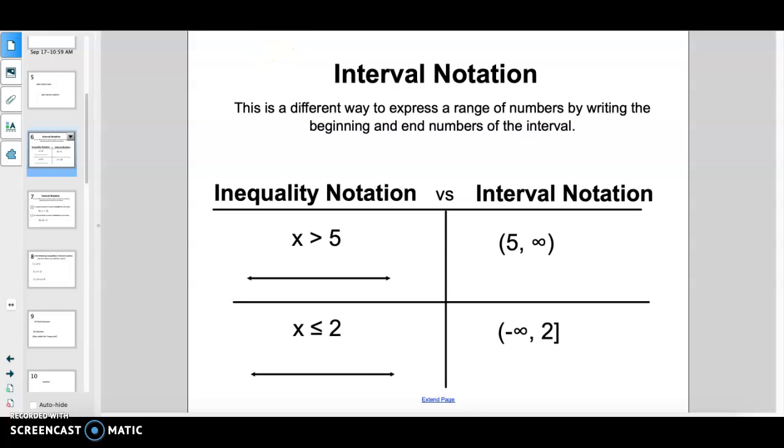When we're writing an inequality notation, we're showing a range of numbers. So x is greater than 5 is showing the range of numbers that are greater than 5. So we've started at 5 and then we're going to numbers greater than them.